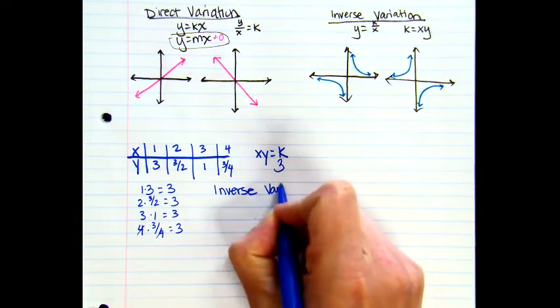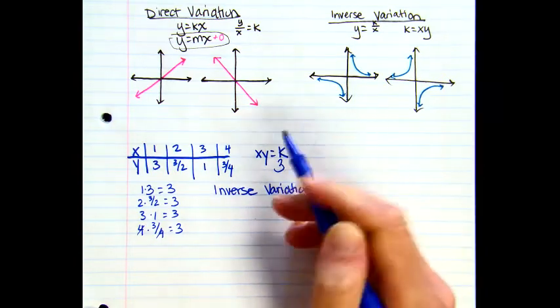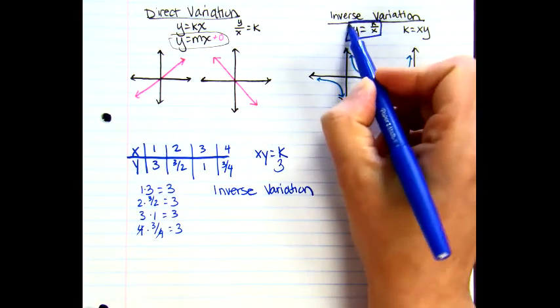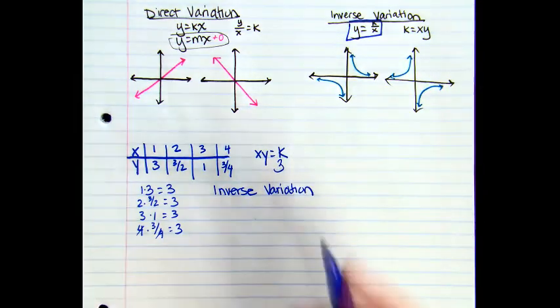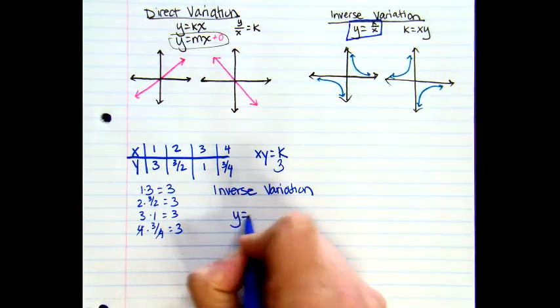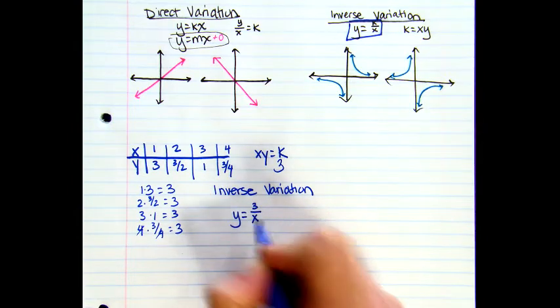And if I needed to come up with an equation for it, it's pretty easy. This is my basic equation, y equals k over x, and I just found that that constant is 3. So it would be y equals 3 over x.